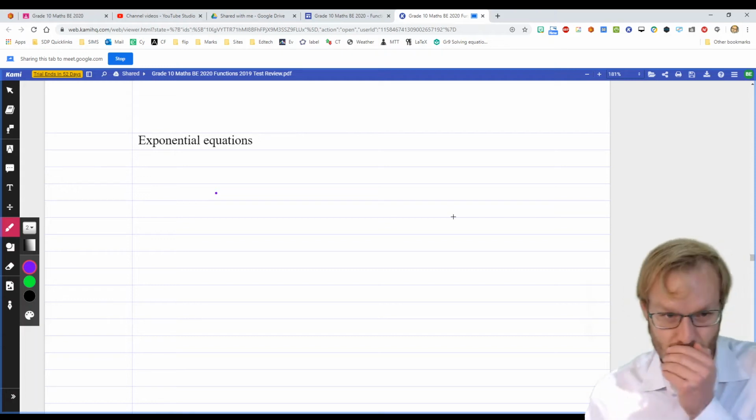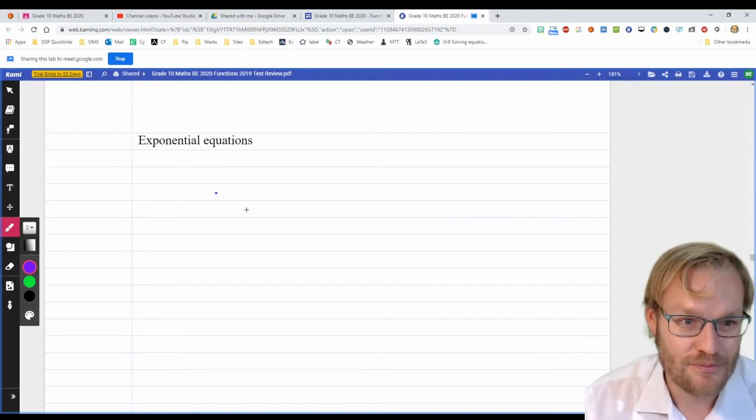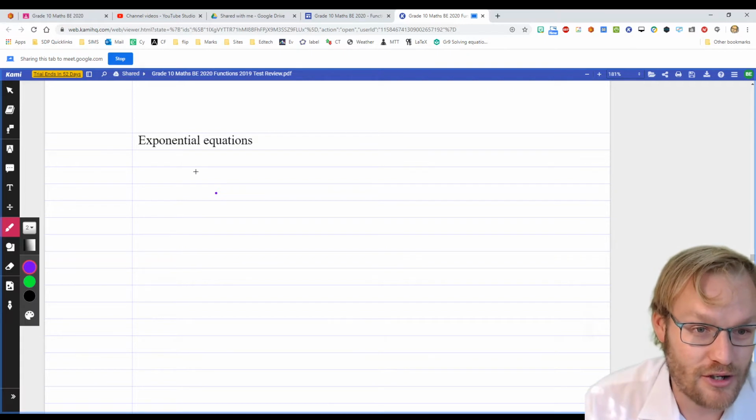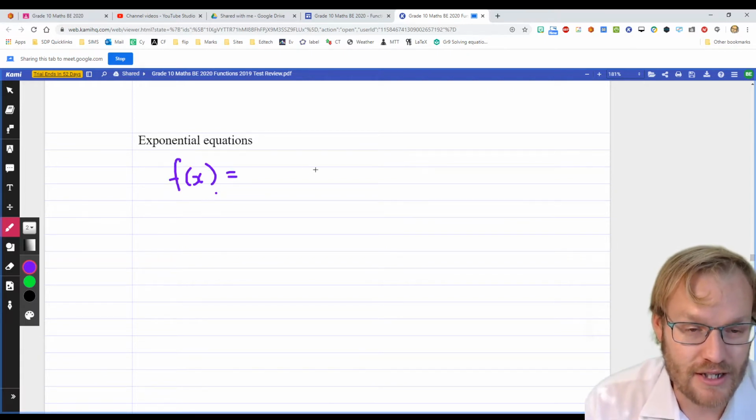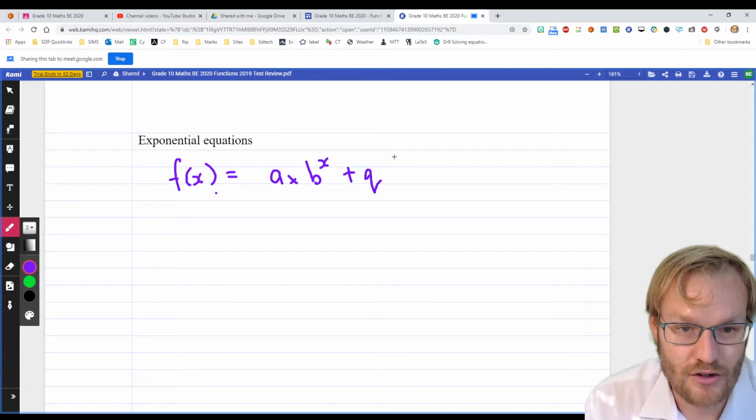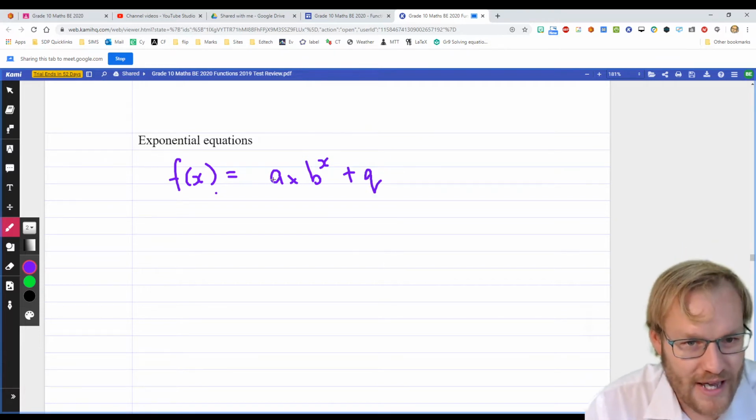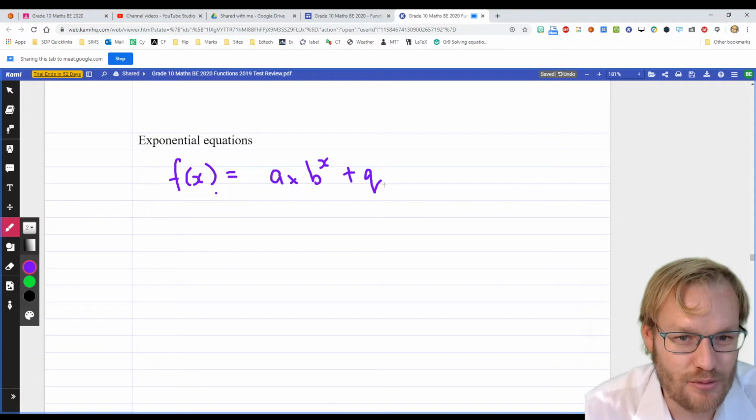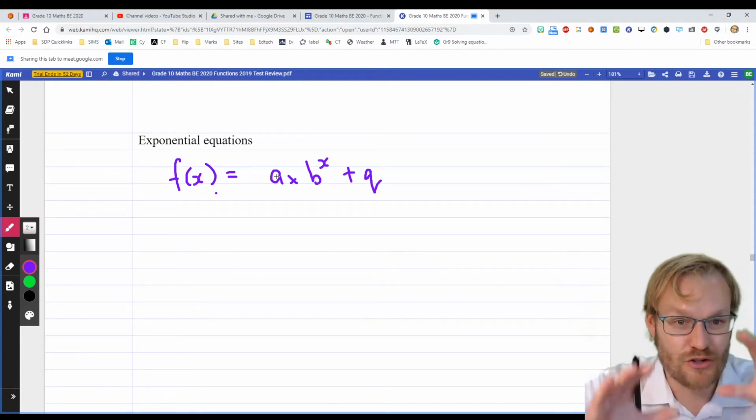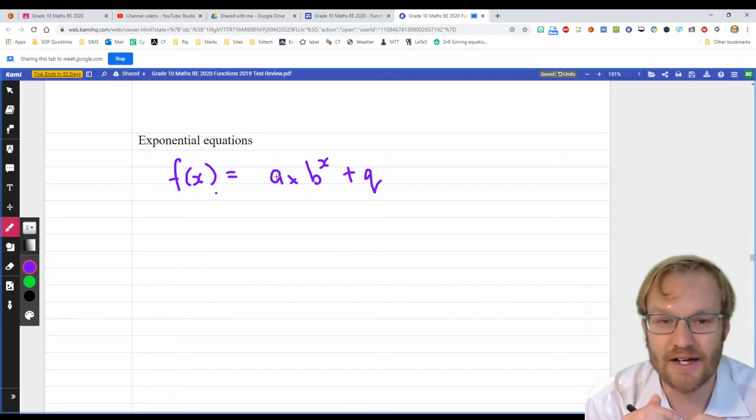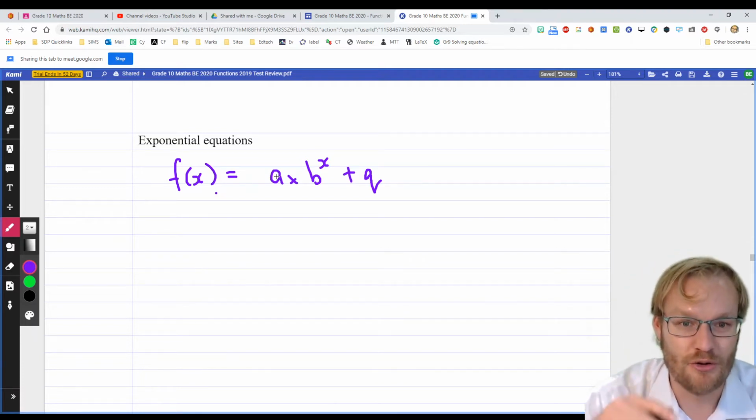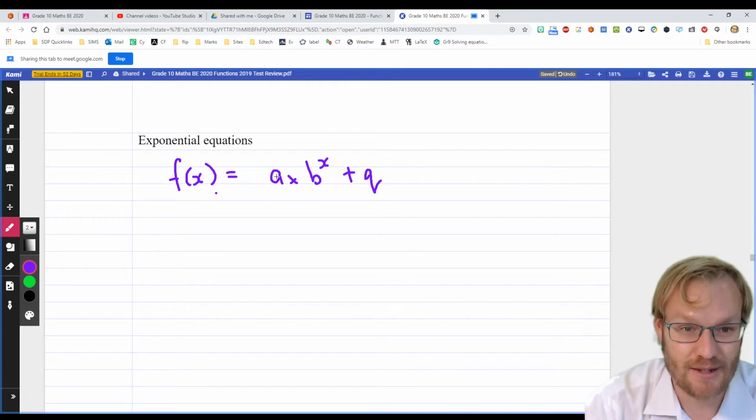Okay, so exponential equations. All the ones we're going to look at for now are going to be something like f of x equals a times b to the x plus q, where a and q are doing what they did before. A is going to stretch the graph up and down. If it's negative, it's going to reflect it. And q is going to move the graph, translate it up and down.